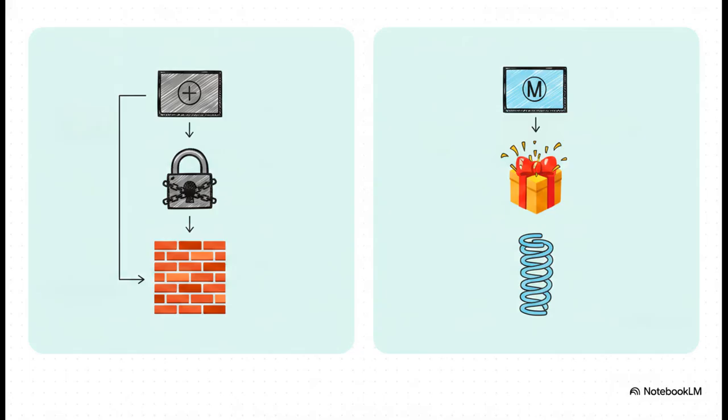Just to show you how wild this is, compare a standard frame to one with an MMC modifier. They look almost identical on paper, right? But adding just that one tiny M modifier completely changes the physical reality of the part.